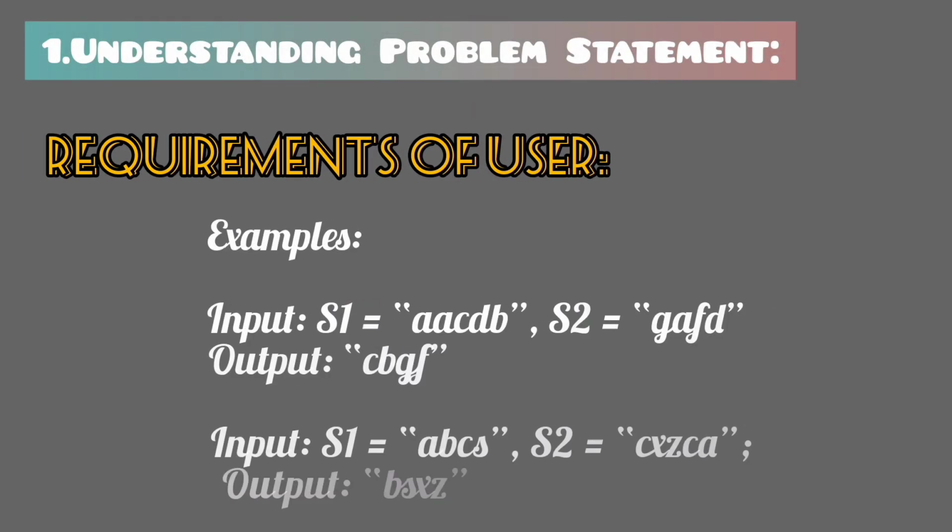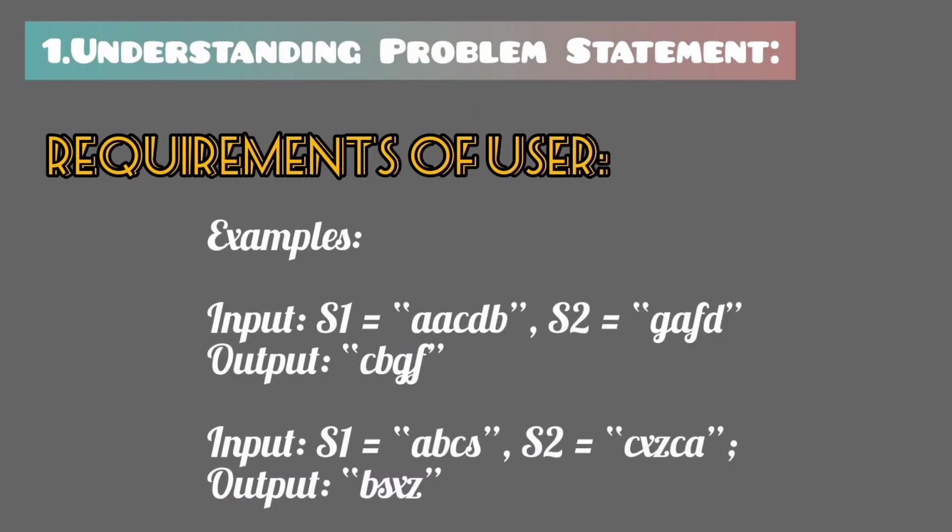Now the requirements of the user are, in the first example, the first string is AACDB and the second string is GAFD. The uncommon characters are CBGF. So the output would be CBGF. In the second example, S1 is ABCS and S2 is CXZCA. So the output would be BSXZ.